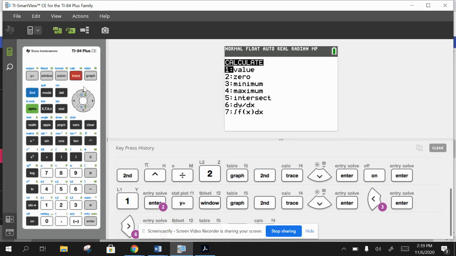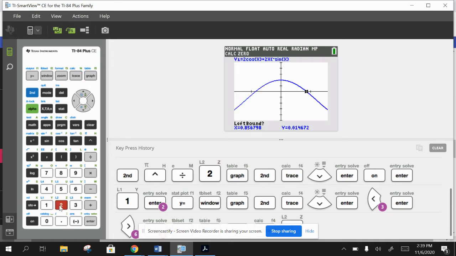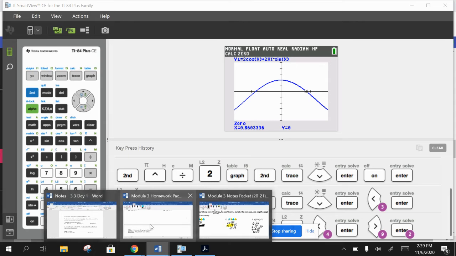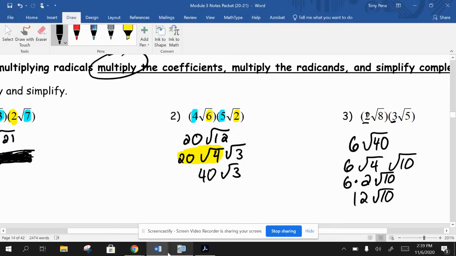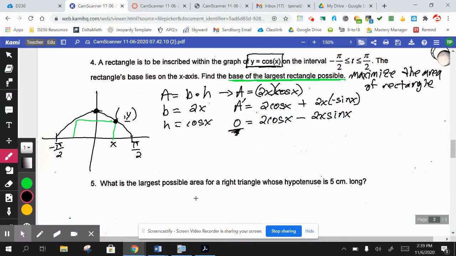So I'm going to do second calc 0, the left bound, so we're to the left, set your right bound to the right, guess, and we should get 0.86. So when we go back, where is it? No, this one. Our x value should be 0.860. If that's our answer, great.